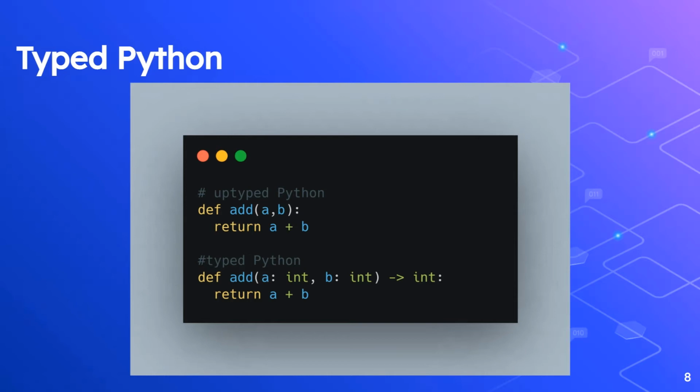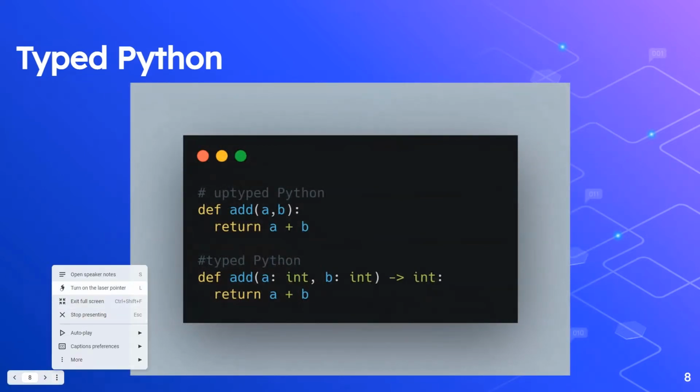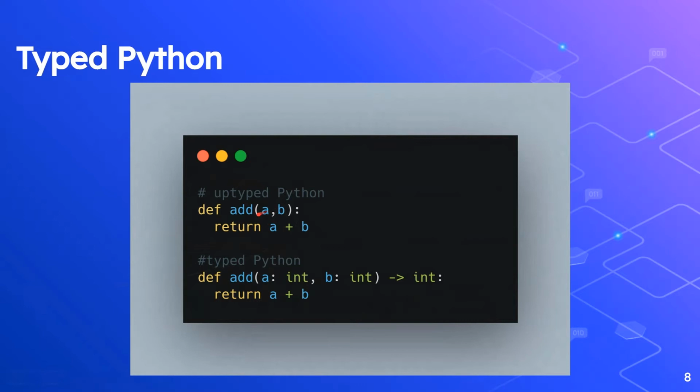So let's say, for example, we want to add two integers together. In an untyped Python way, we would just say we want this variable A and variable B, and we return adding them together. This is unsafe. What if a user passes an array to our function? Or what if a user passes a string to our function? It's going to cause undefined behaviors, and we don't want that.